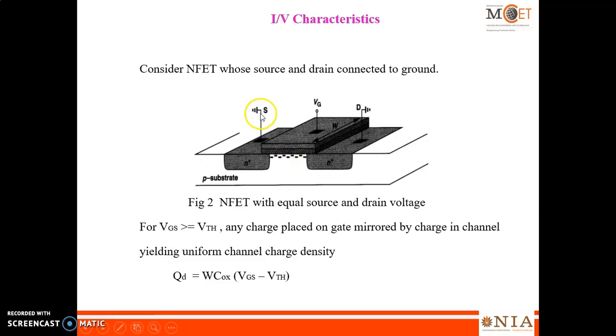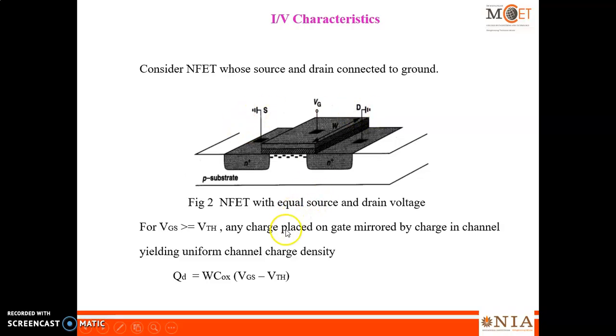So now you take one physical structure of N MOSFET. You see this figure 2, source and drain are both heavily doped N regions fabricated on the P substrate. For this particular N MOSFET, I am giving equal voltage to source and drain. That means both are grounded.